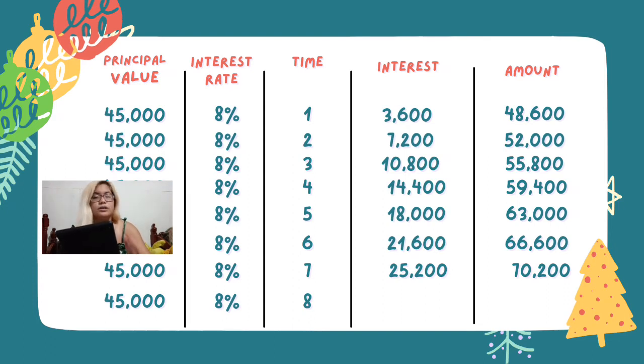70,200. So last, for the eighth year, we will again get the 8% of 45,000 pesos and we will multiply it by 8 because it's already the 8th year and the last year. So 3,600 times 8 is equal to 28,800. So the interest of 28,800 plus the principal value of 45,000 pesos will result to 73,800.